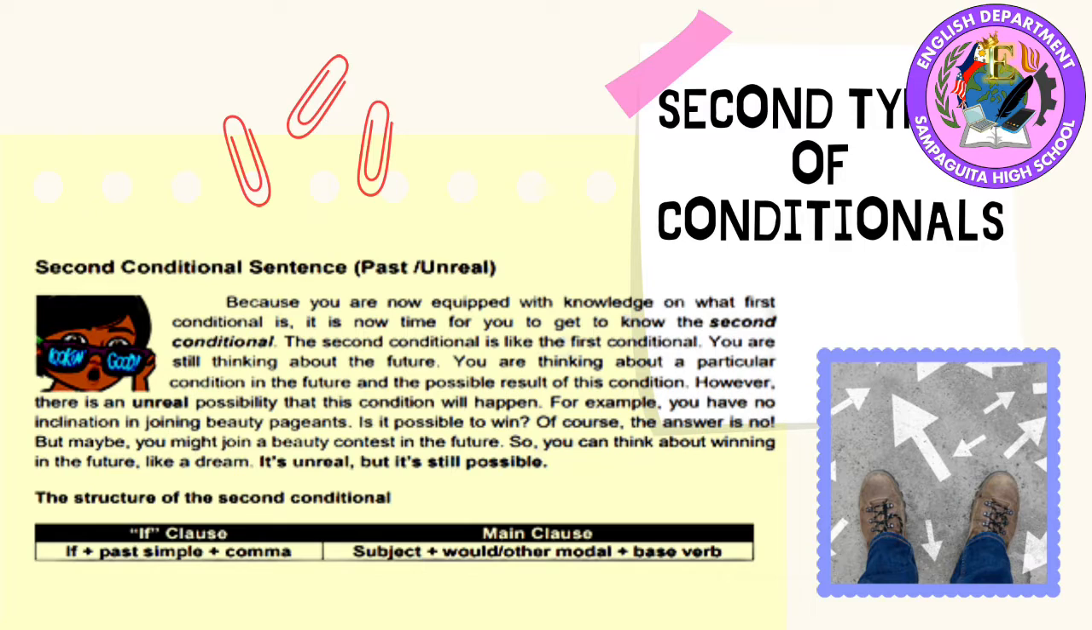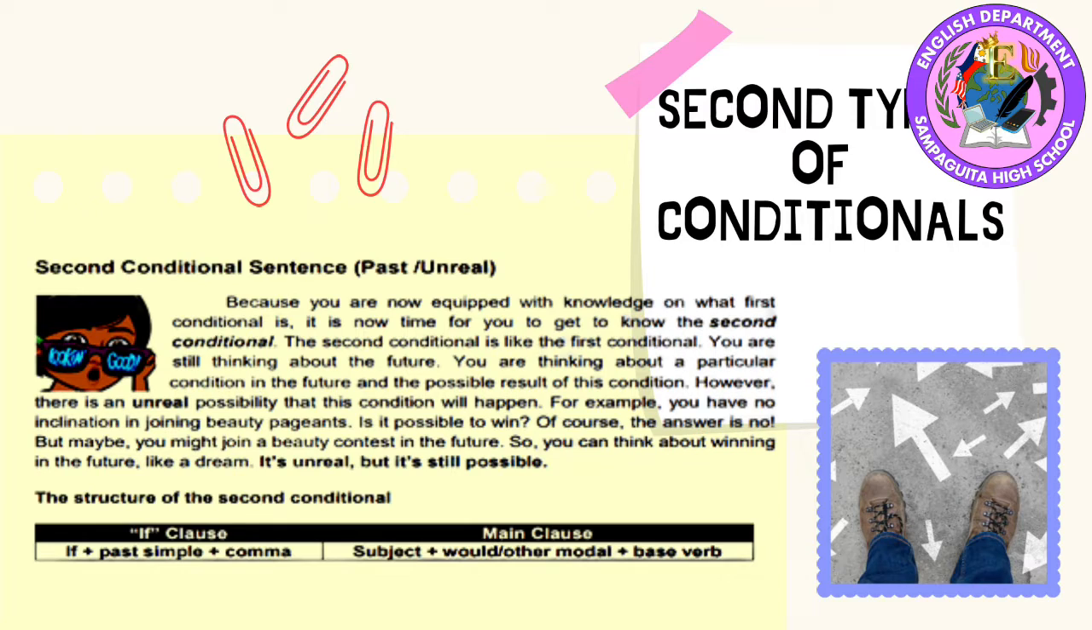But there's still a possibility. Why? You may join in the contest next year, or in next 2 years, or in next 5 years. Okay, that's why I said that it's a real possibility. It may be considered unreal, but there's still a little chance that it will happen.